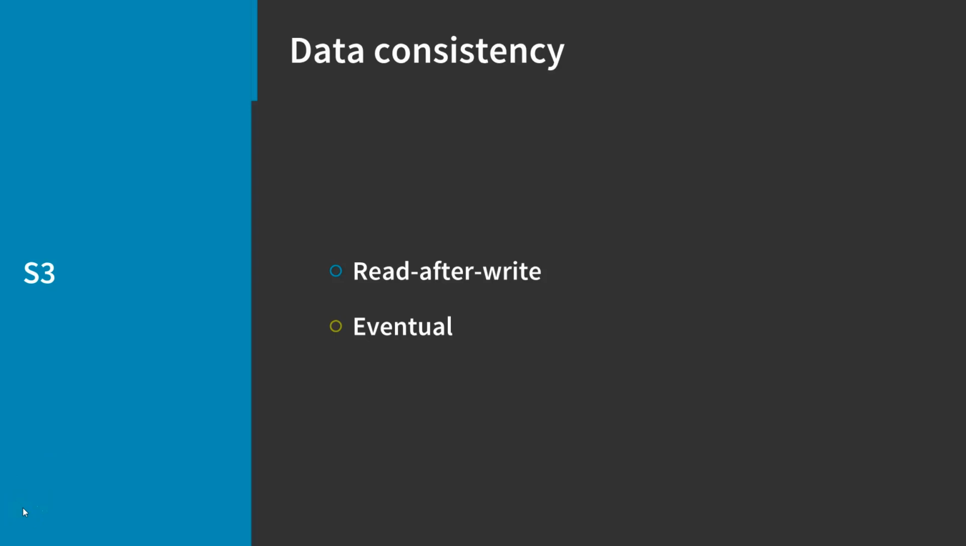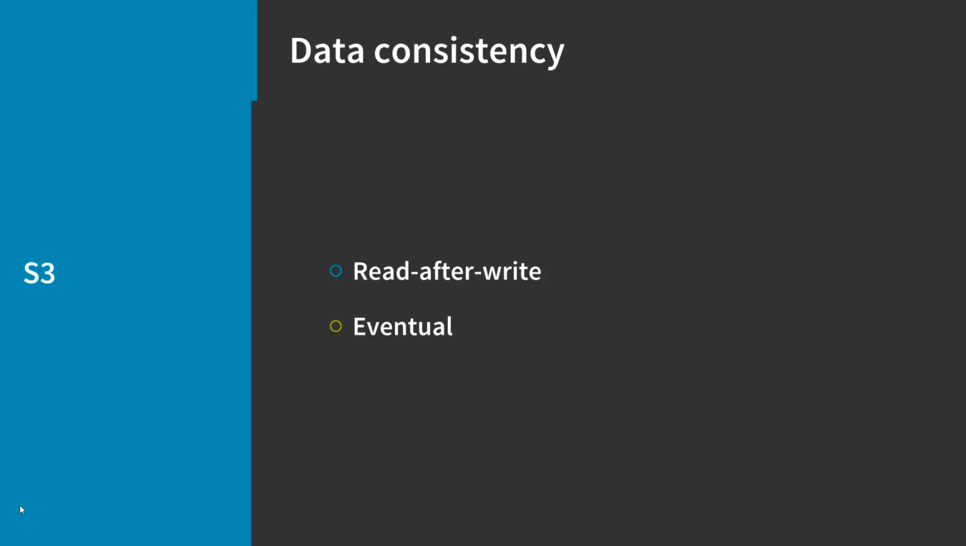S3 achieves high availability by replicating data across multiple servers within Amazon's data centers. If a put request is successful, your data is safely stored. However, information about the changes must replicate across Amazon S3, which can take some time, and so you might observe some of the following behaviors.